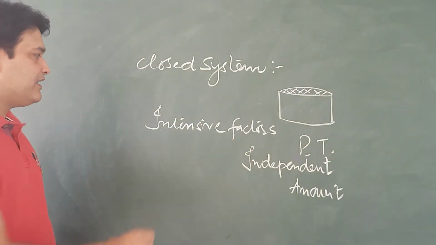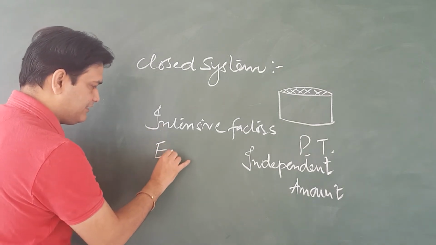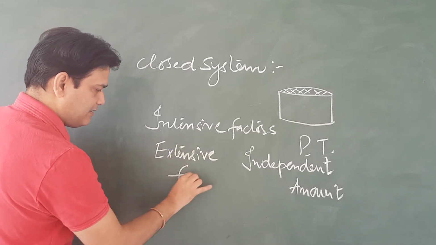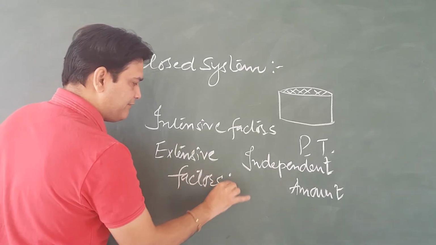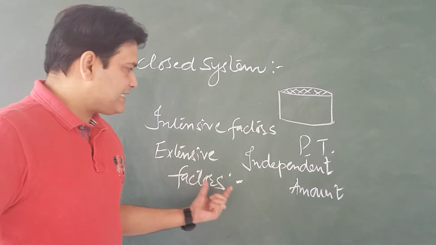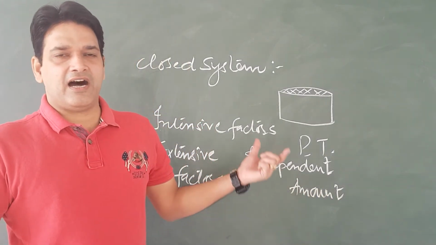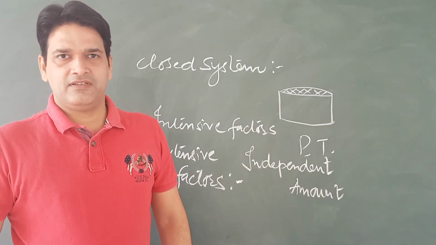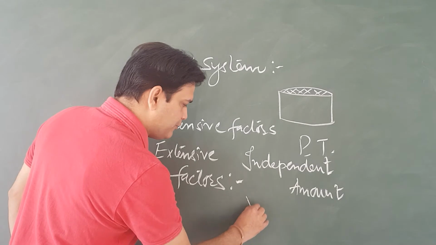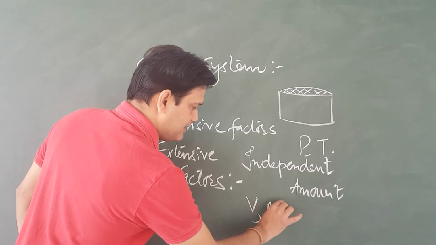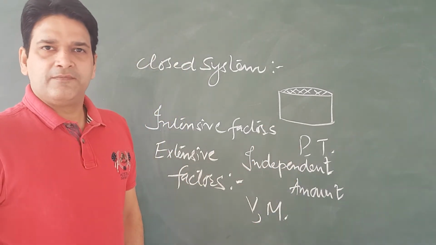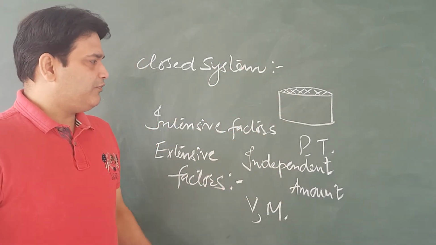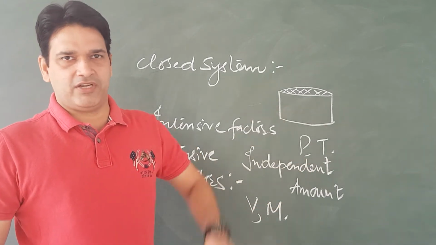And obviously, then we have extensive factors. Extensive factors are the factors which depend on the amount of the substance. For example, volume, mass, etc. So these are the parameters which we use in the Lippmann equation.